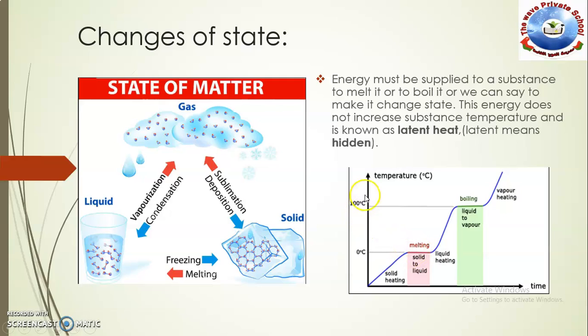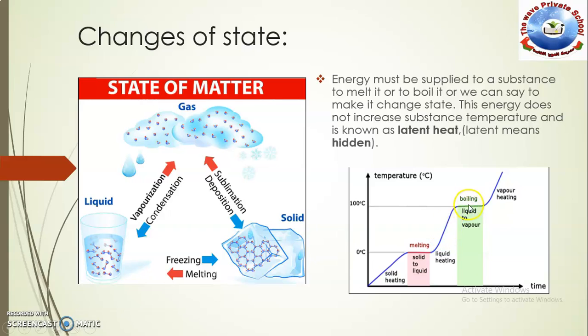As you can see here, on the y-axis we took the temperature, and on the x-axis we took the time. So from solid to liquid, its temperature remains the same. Now we start to increase the temperature. As we go upward, it means temperature is increasing with time. Now it is liquid, and the liquid's temperature starts to increase.